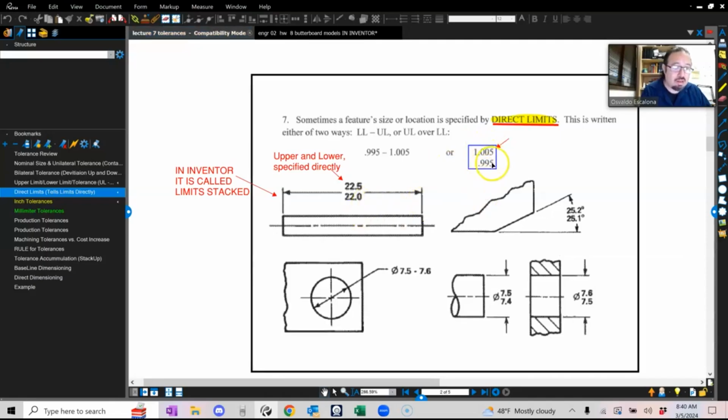So, and again, remember that the lower limit is the smallest and the upper limit is the biggest. So we just put it that way. Make sure that it is the smallest, the biggest, the smallest, the biggest. Always have that direction. Upper limit, lower limit. And again, you guys will notice there is no plus and minus anywhere because it's given to you directly. That's why it's called direct limits.